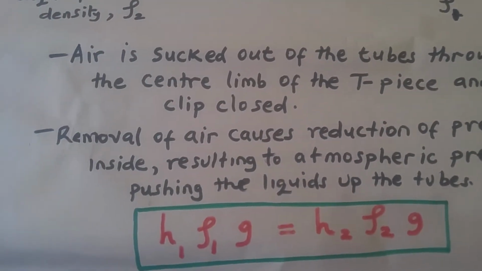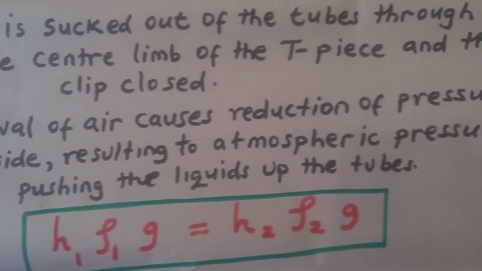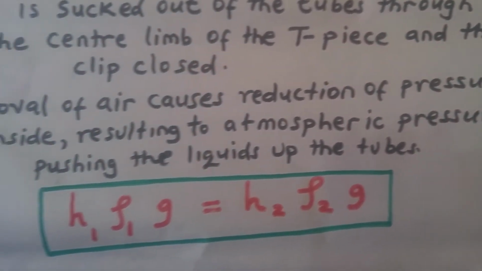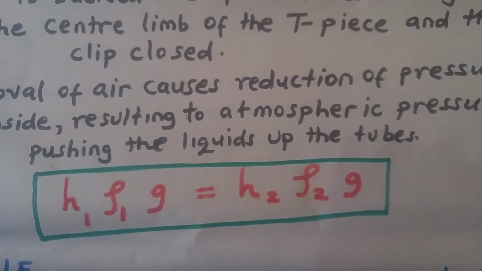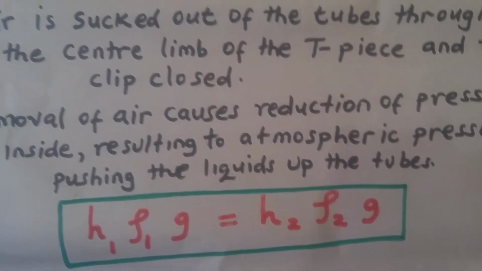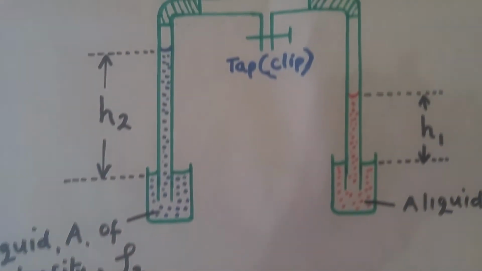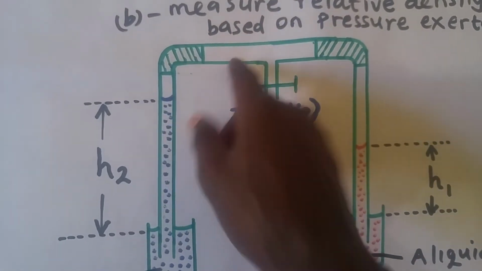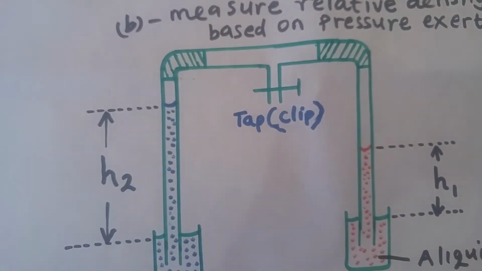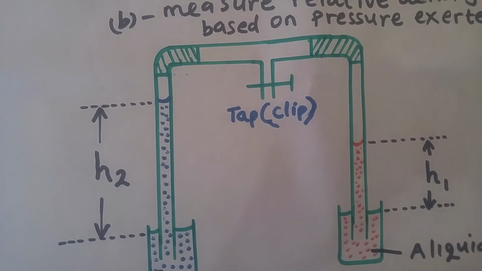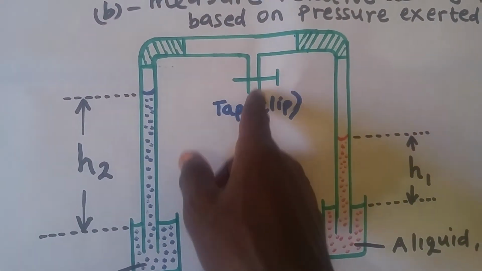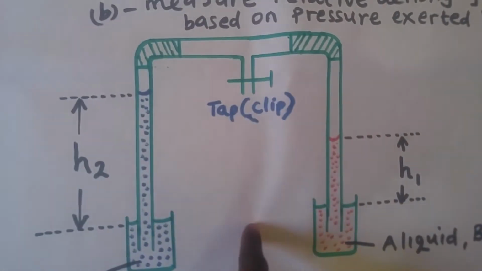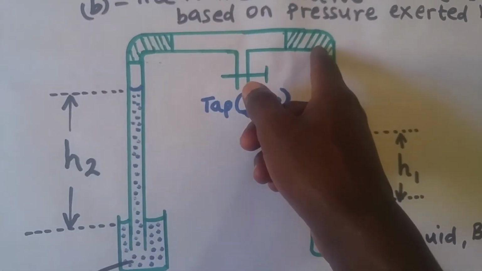Then after that, removal of air causes a reduction of pressure inside, resulting in atmospheric pressure pushing the liquids up the tubes. So we are saying once you remove this air inside, what happens? It means the pressure inside will be low. Why is the pressure inside low? Because the air which was causing pressure inside is the one you have removed. So once you remove the air, the pressure inside reduces.